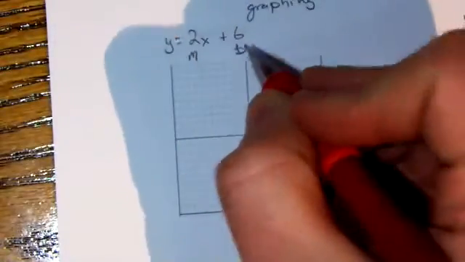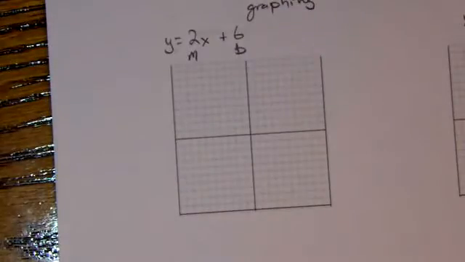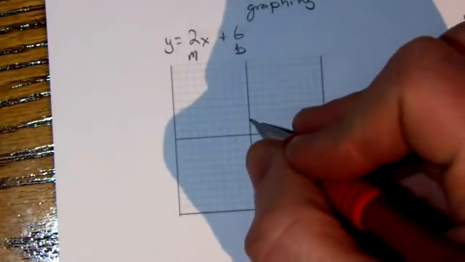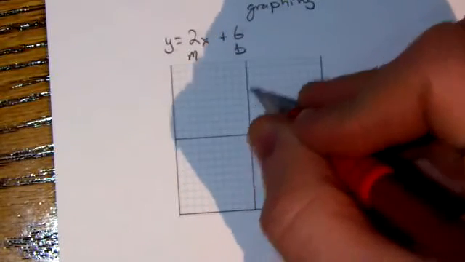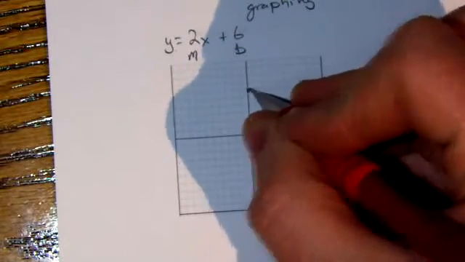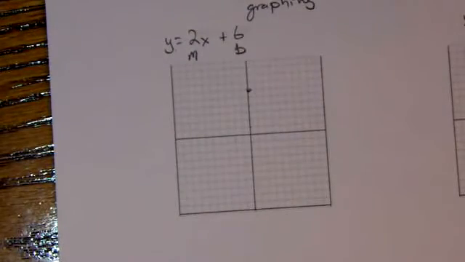So remember, this is our m, this is our b. Remember, b is the y-intercept. So our y-intercept is a positive 6. I'm going to go 1, 2, 3, 4, 5, 6. And then I'm going to use my slope.